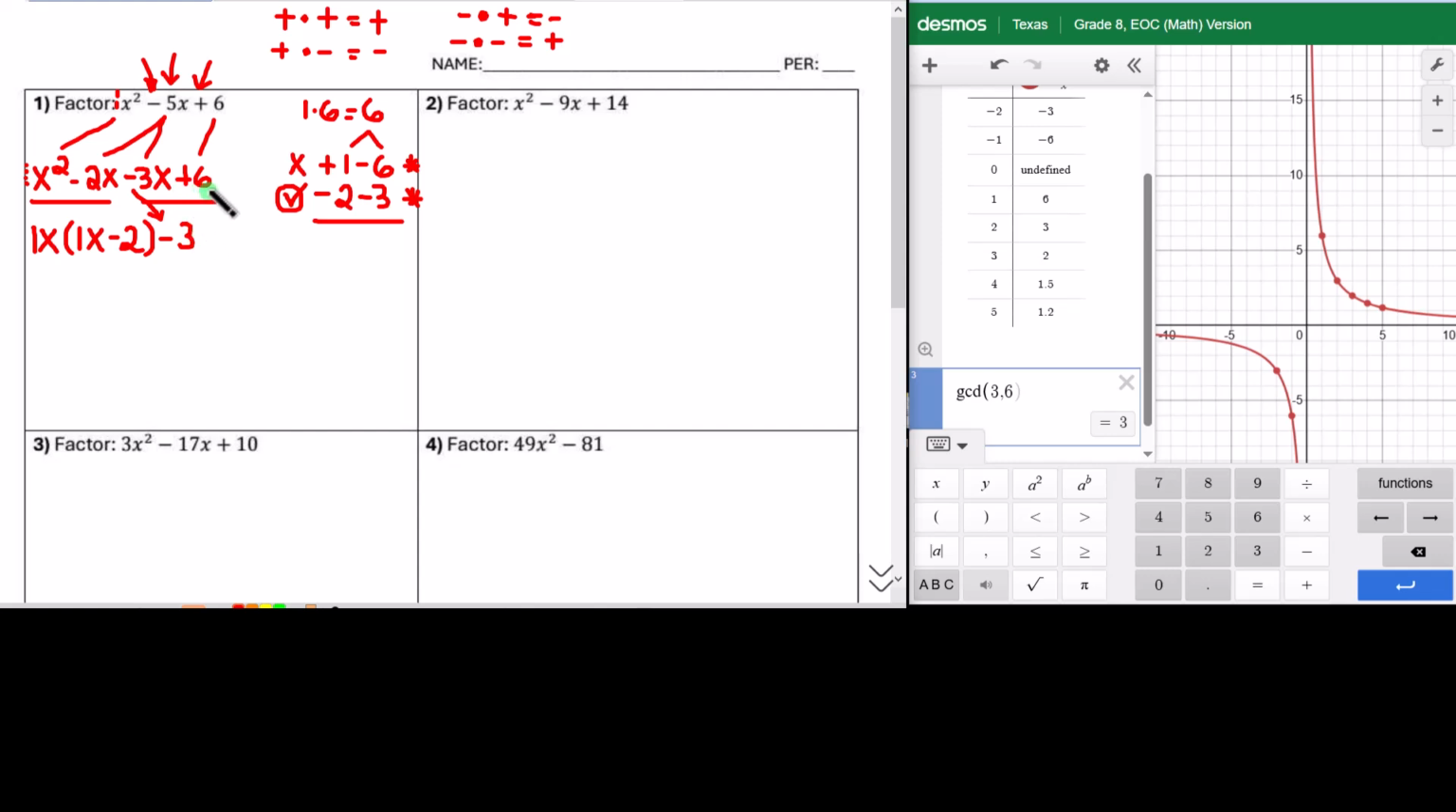Can I factor an x? Since 6 does not have an x, I cannot factor an x from both terms. So the only thing that I can factor is -3. So I'm going to have open parentheses, and I do the division.